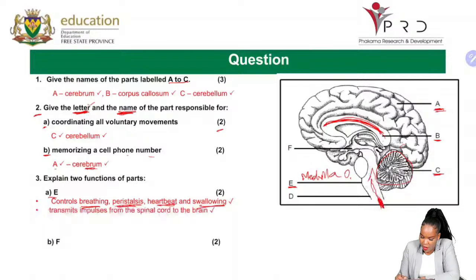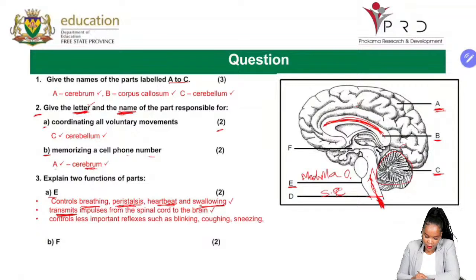Remember, if impulses are coming through this way, they're going to go to the brain. How do they get to the brain? Through the medulla oblongata, because this here will be your spinal cord. So that is the second function. The second function is that it transmits impulses from the spinal cord to the brain. Then also it controls less important reflexes such as blinking, coughing, and sneezing. Those come and go. They are not that important, but they are also controlled by the medulla oblongata.